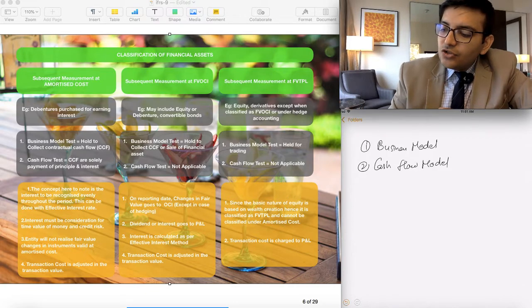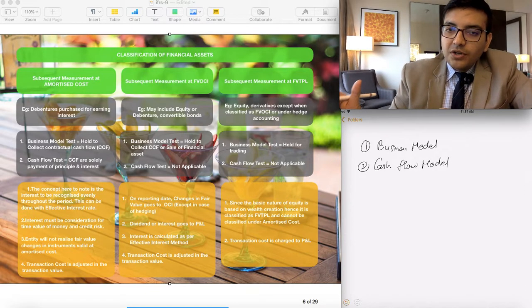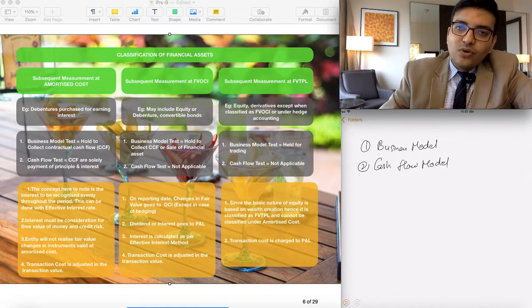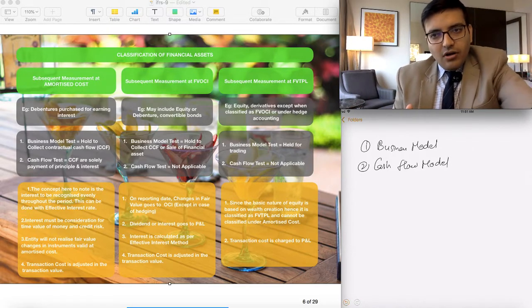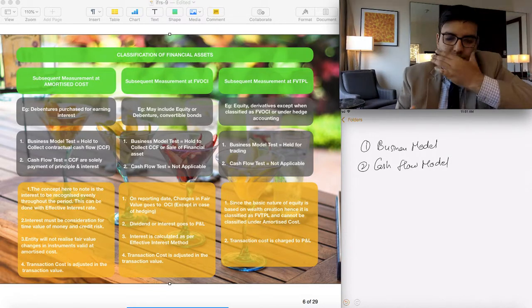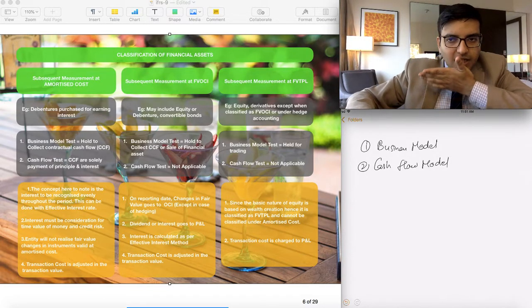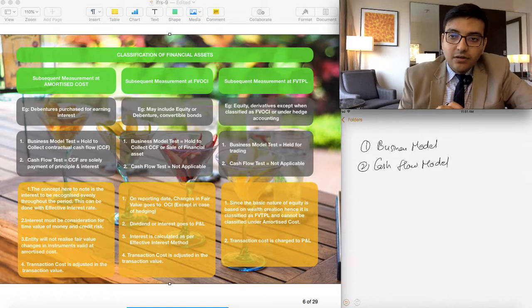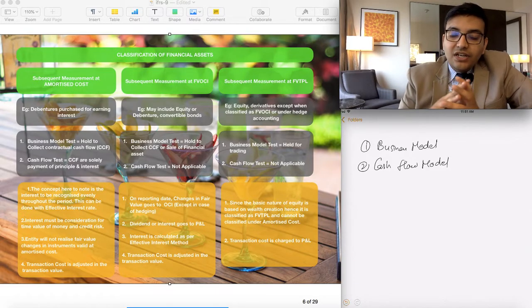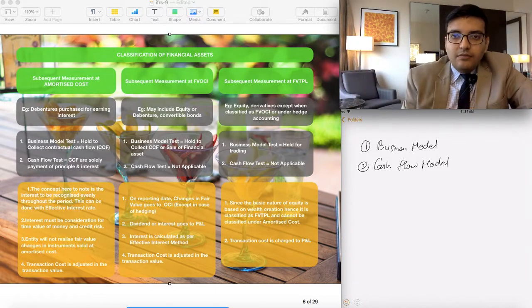And based upon these two models, you can judge whether the asset will be classified as amortized cost or FVOCI or FVTPL, right? Simple, clear, understood? As the name suggests, the amortized cost method means evenly distributing, amortizing the income, right? This is simple. Now, what is FVOCI?